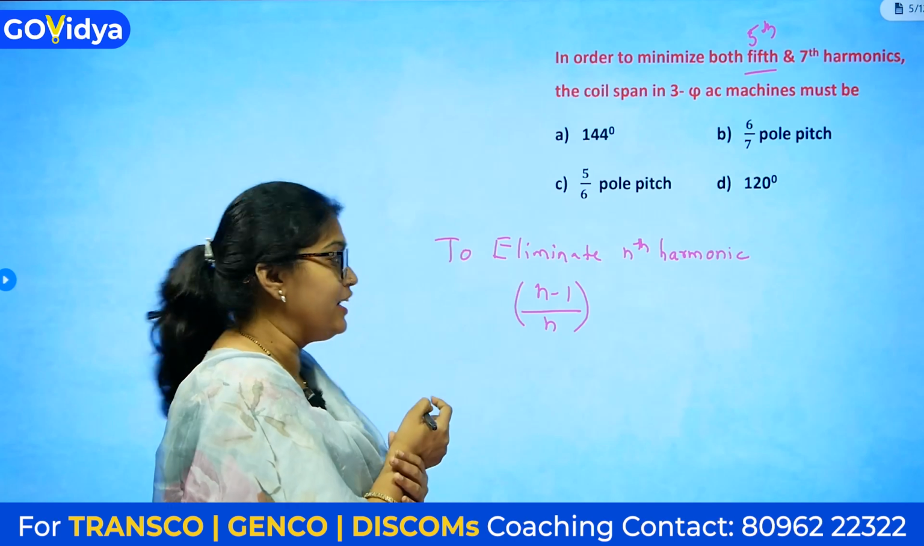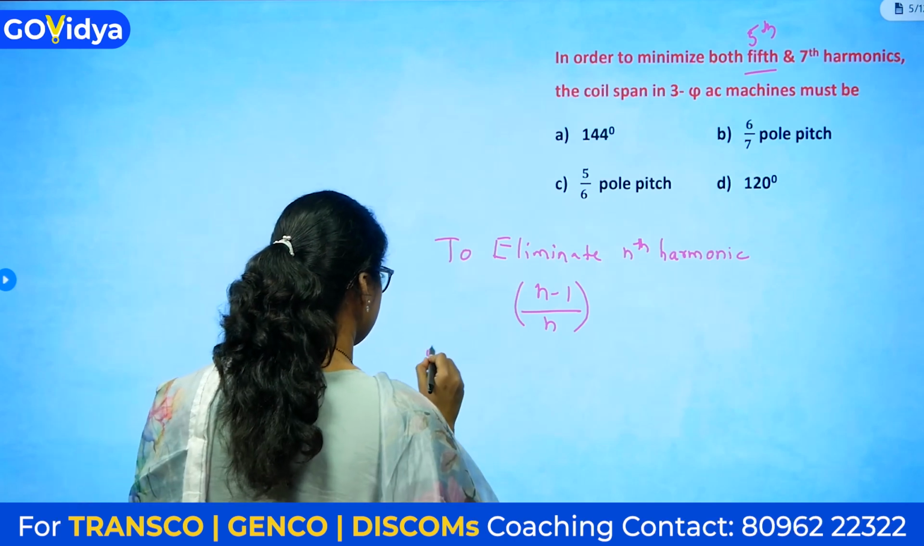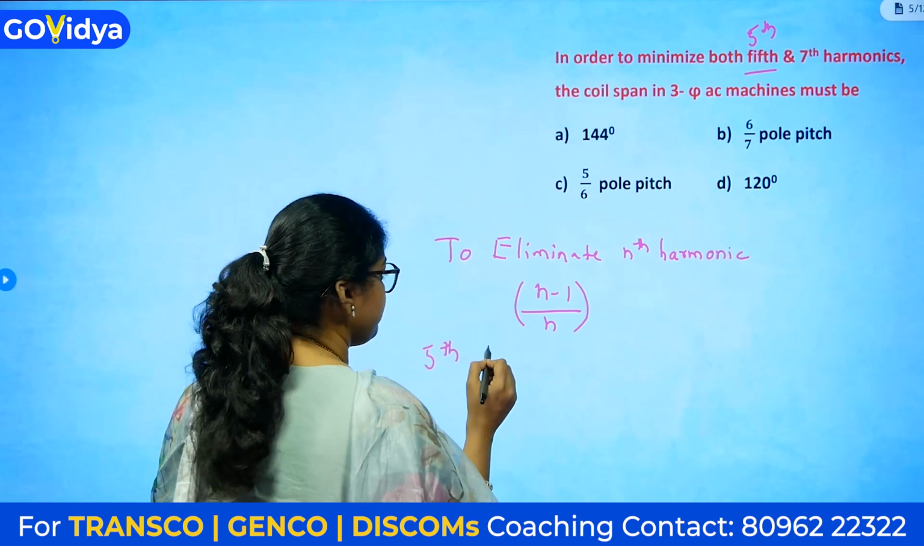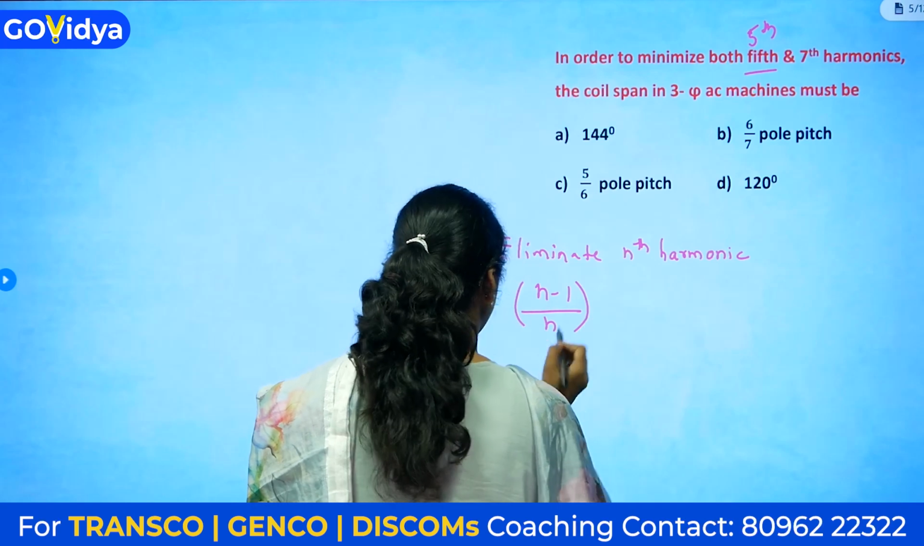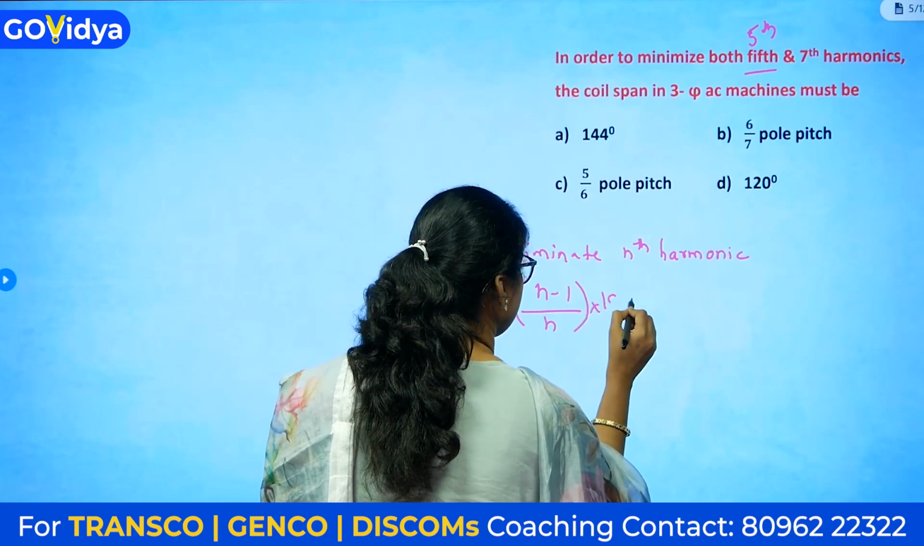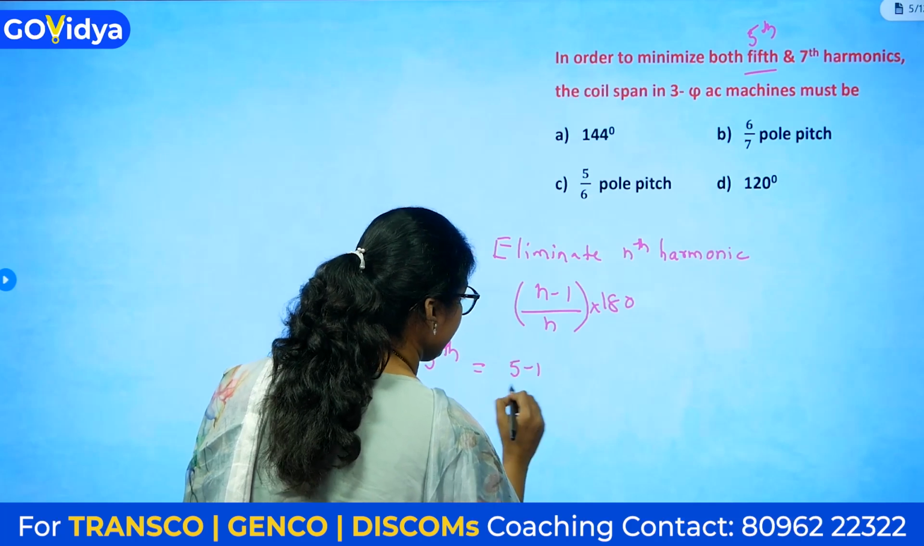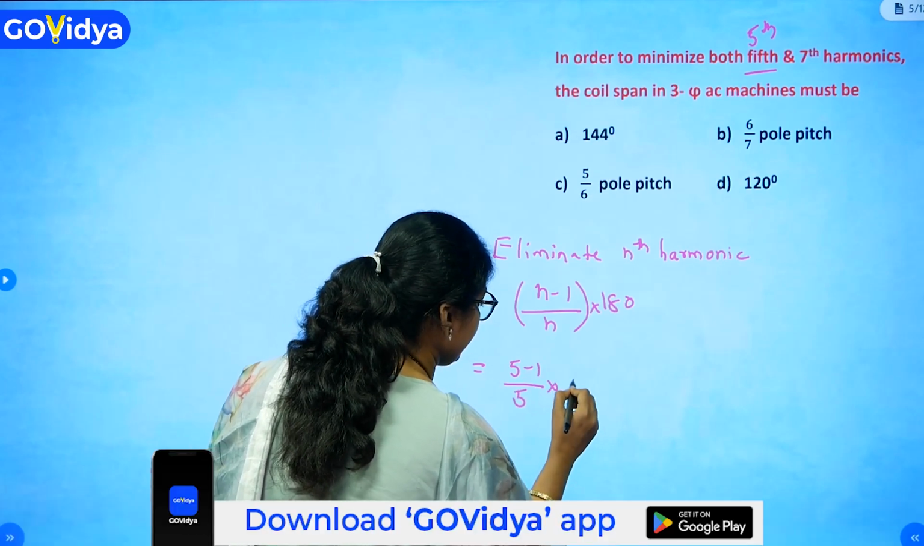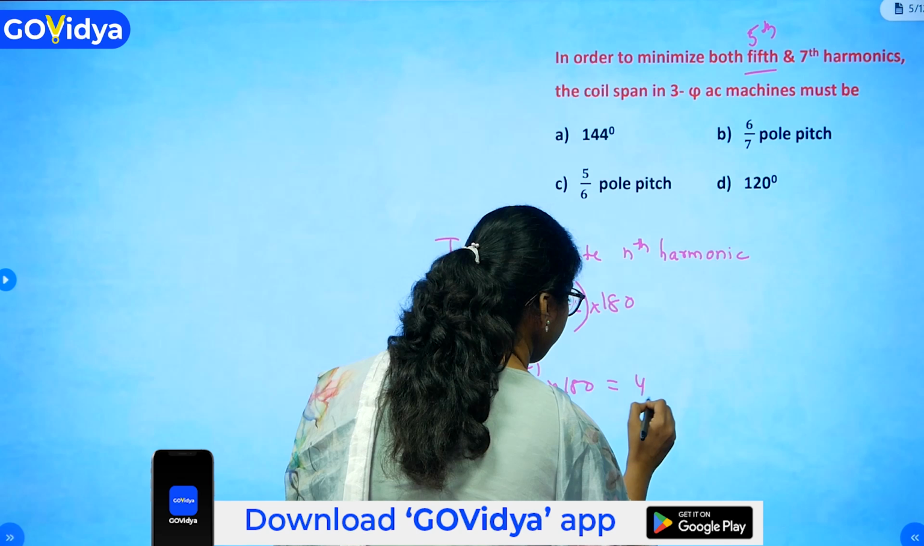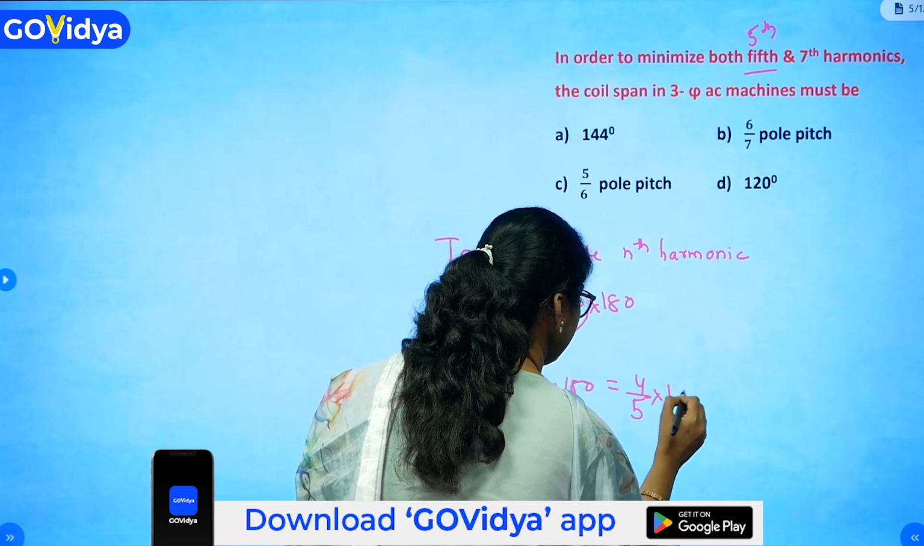N minus 1 by n. To eliminate the fifth harmonic, we have n minus 1 by n into 180. So to eliminate the fifth harmonic, 5 minus 1 by 5 into 180. You will get 4 by 5 into 180.